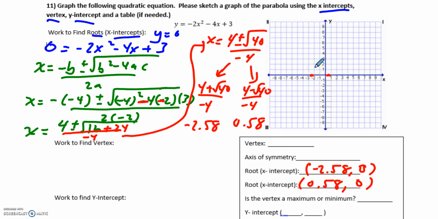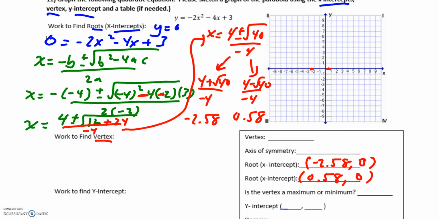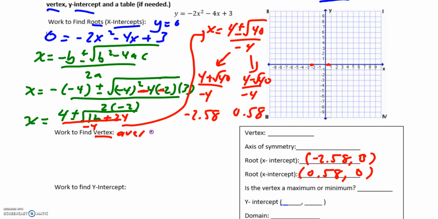So if I'd like to find the vertex, this is when knowing the idea of an average is a lot more helpful rather than counting on your graph. If I know these are my two roots, I know my vertex has to be in the middle of them. So if I took negative 2.58 plus 0.58 and divided that by 2, I get negative 2, and if I divide that by 2, I get negative 1.